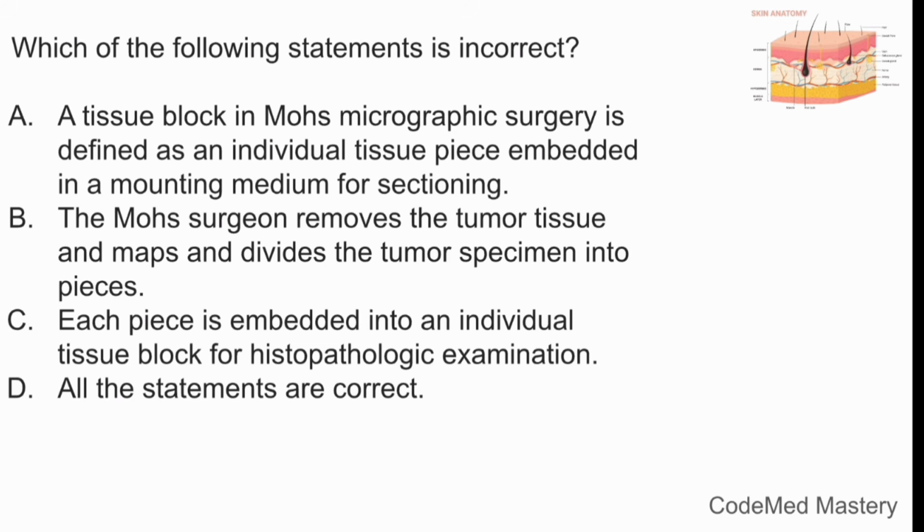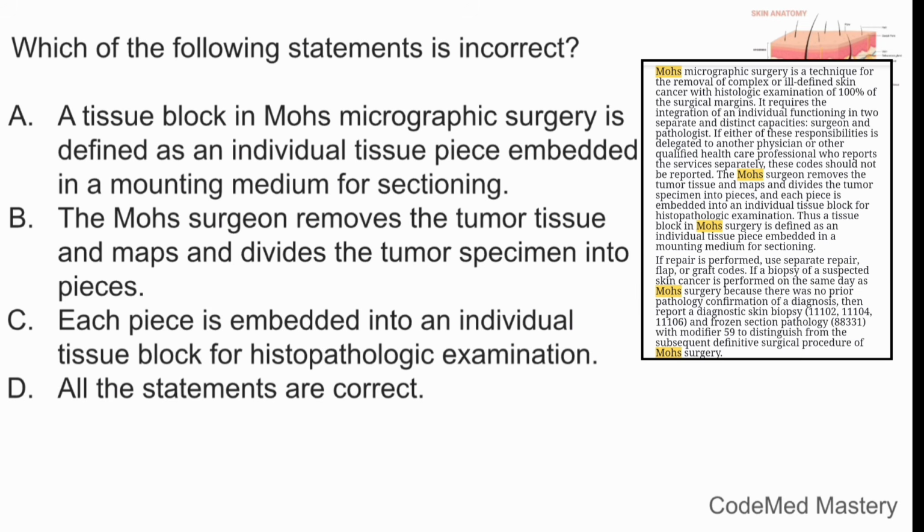Now, to find the answer, we'll see Mohs micrographic surgery guidelines in your CPT manual. You can see that a tissue block in Mohs surgery is defined as an individual tissue piece embedded in a mounting medium for sectioning. The statement in option A is correct. Now, let us check the statement in option B. You can see in the guidelines they have given, the Mohs surgeon removes the tumor tissue and maps and divides the tumor specimen into pieces. So that is also correct. The statement in option B is also correct.